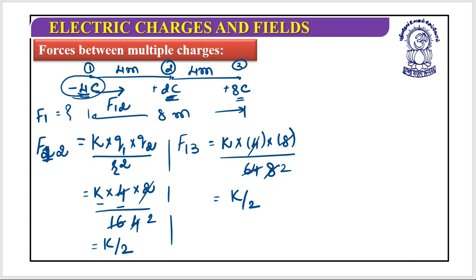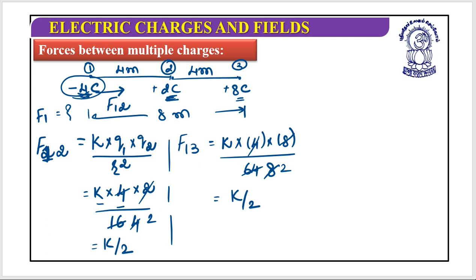Can you understand this? Should I repeat? So this is minus 4 coulomb, this is plus 2 coulomb. Both have opposite polarity. If both have opposite polarity, they will attract. So minus 4 coulomb will move in the direction of the line connecting the two bodies. It would be moving towards the 2 coulomb. So this is F12.